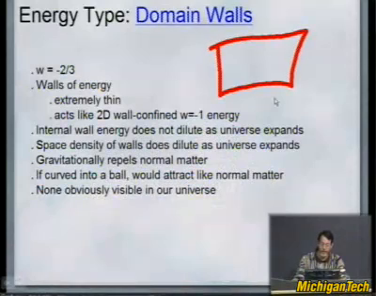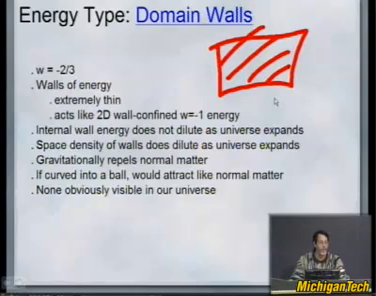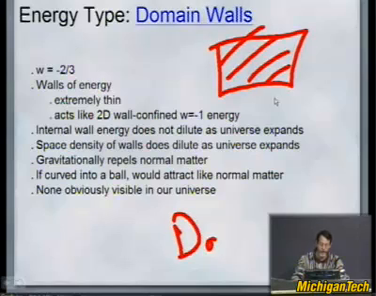These are sheets of energy that are repulsive. So if you were to go up to a domain wall, you'd say, oh, what's that? You'd have trouble going up the domain wall because it would repel you gravitationally. There are cosmologies where domain walls dominate the universe. This is a form of dark energy, so it could theoretically account for the universe expanding so rapidly.